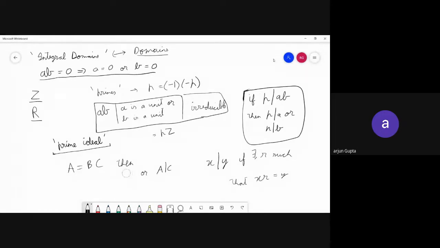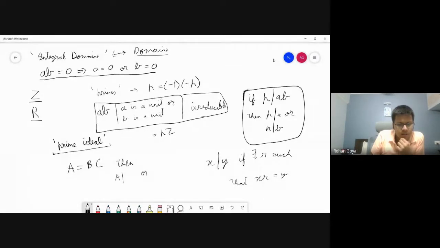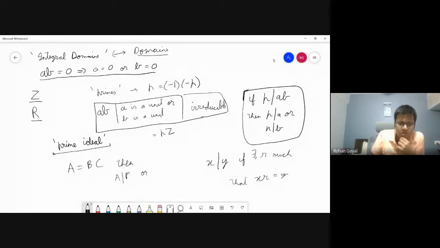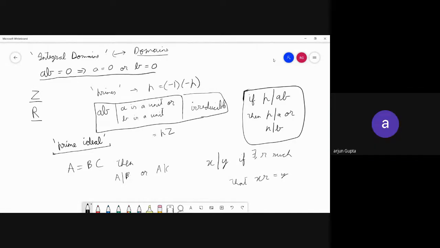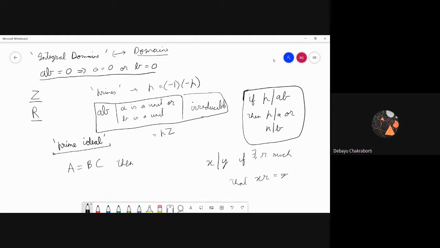Sorry, but this does not make much sense, no? Like this is not always true. For example, 6 divides 4 into 3, but 6 divides none of them individually. 6 and 4 and 3 themselves are not ideals. Maybe it's like if AB is in the ideal, then either A or B is in.